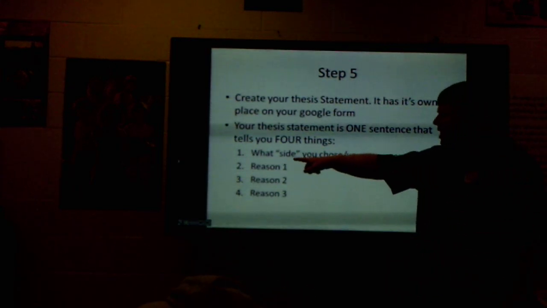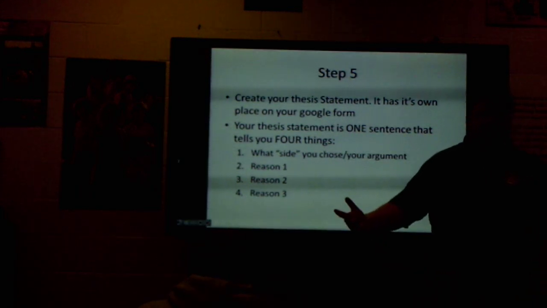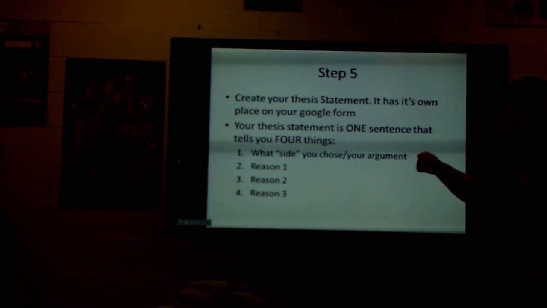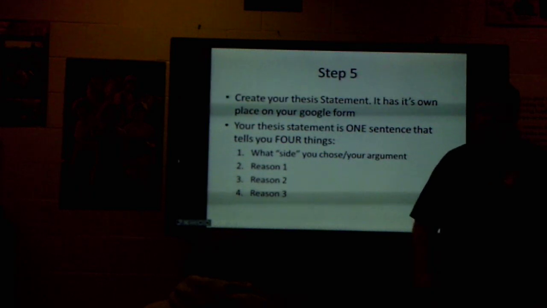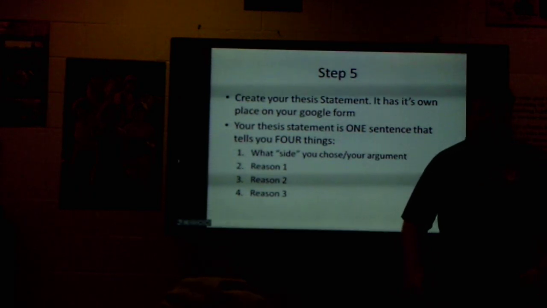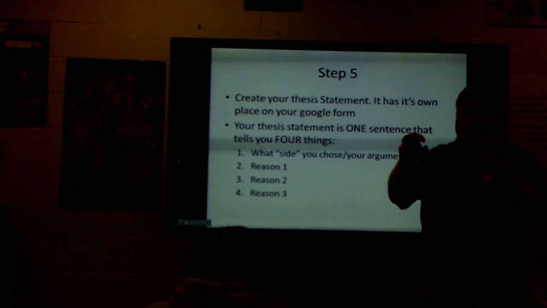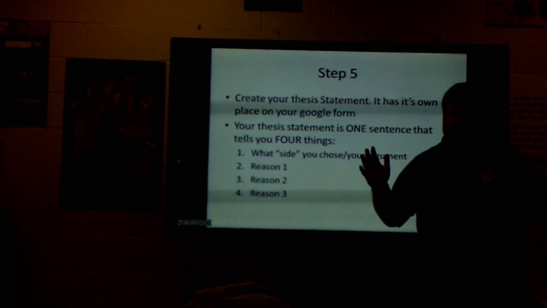Number one, it's going to tell you what side you chose. Yes or no, the Constitution guarded against tyranny or didn't. And it's going to have your argument. Okay? So let's get what side or what your argument is. So you're going to start it off: The Constitution did guard against tyranny. That would be the first part of my sentence, right?